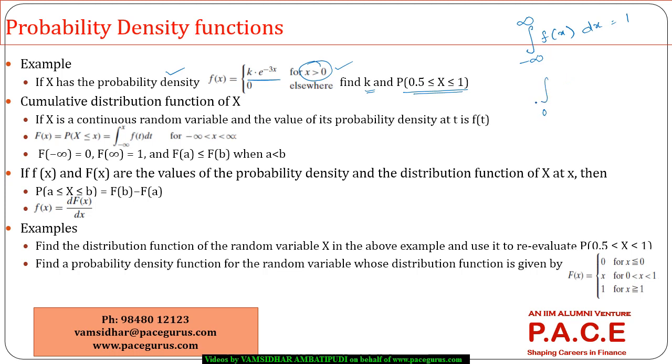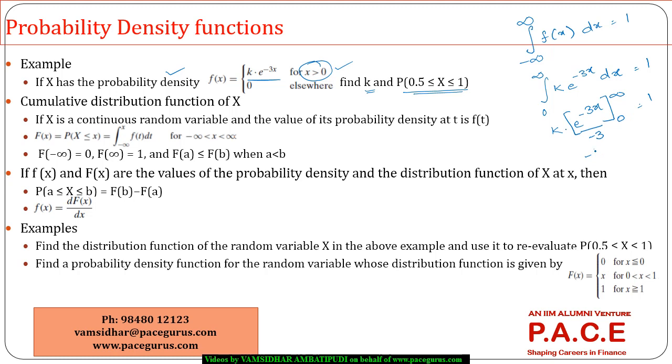So I'll change this from minus infinity to infinity, to 0 to infinity of k e power minus 3x dx. This should be equal to 1. So I can very well find out k times e power, the integration of e power minus 3x is e to the power of minus 3x by minus 3. This I am taking between infinity and 0. This should be equal to 1.